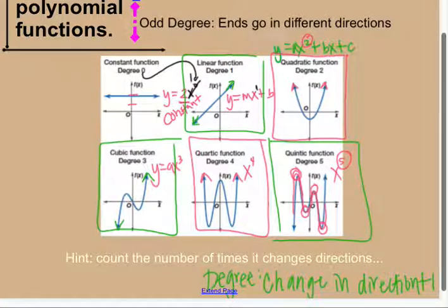But if I look at my quartic, change in direction occurs here, and here, and here. So that is 3 changes in direction, so 3 plus 1 is 4. My cubic function, change in direction here, change in direction here, 2 plus 1 is 3, so it's a degree 3. And lastly, I'm going to look at my quadratic. Change in direction only happens once. 1 plus 1 is 2.